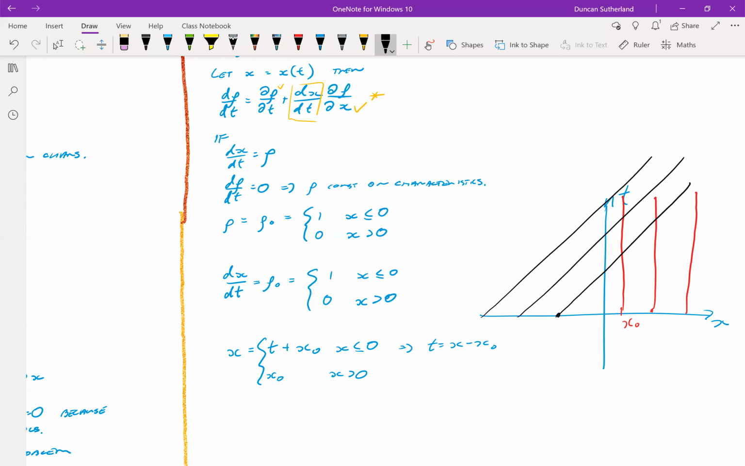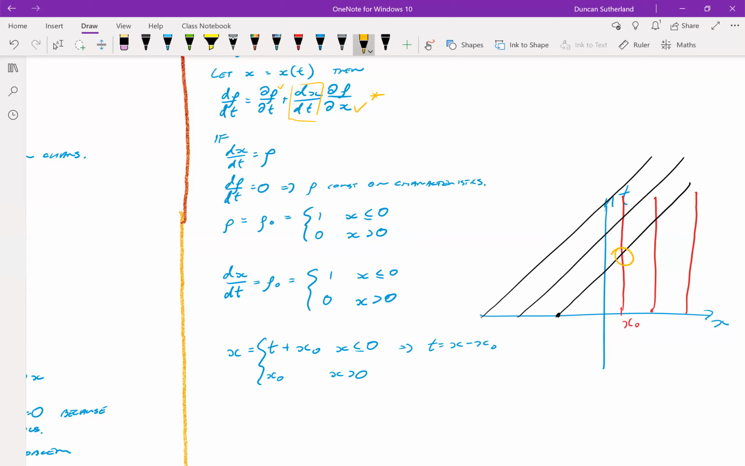which is shocking because the characteristics cross. We said that the density is constant on these characteristics, so the way we reconcile this is a shockwave solution, right?